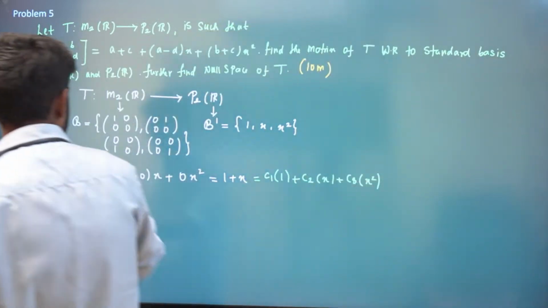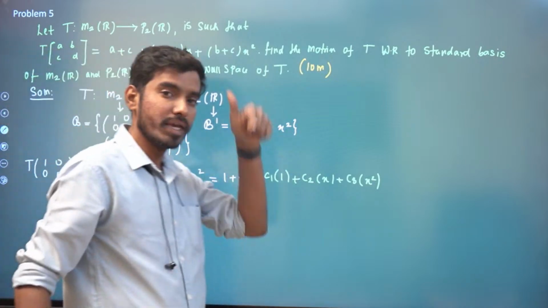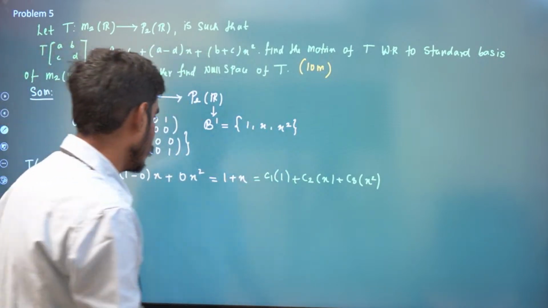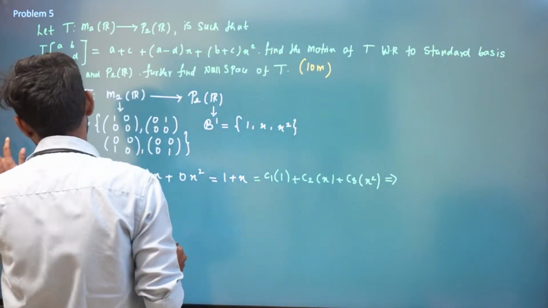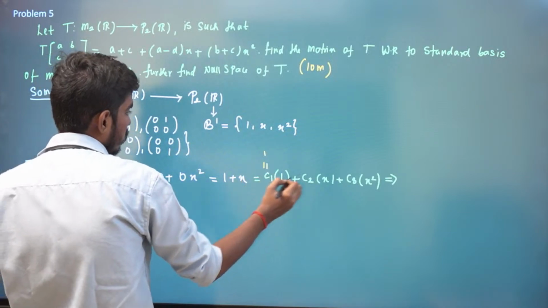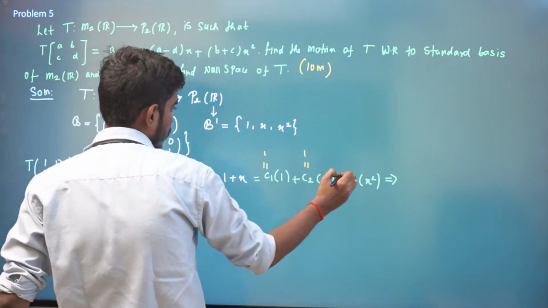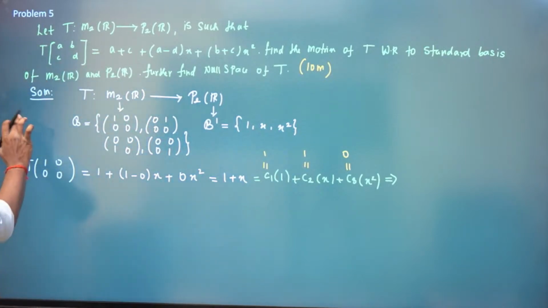Now similarly, you can see your c1 c2 c3 will be my first column. So this implies I can write it here itself, right? The value of c1 is 1, the value of c2 is 1 again, the value of c3 is 0.